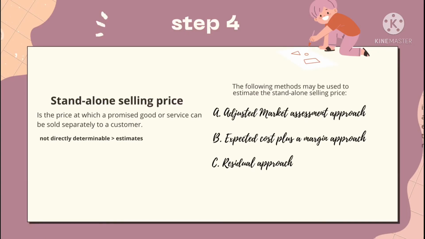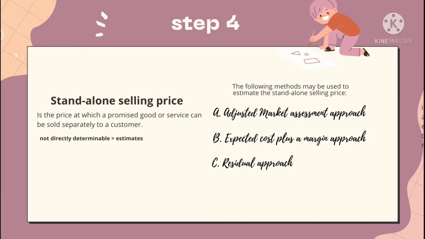The transaction price is allocated to each performance obligation identified in a contract based on the relative standalone prices of the distinct goods or services promised to be transferred. Standalone selling price is the price at which a promised good or service can be sold separately to a customer. A list price or a contract price may be the standalone selling price of a good or service. If it's not directly determinable, it shall be estimated.